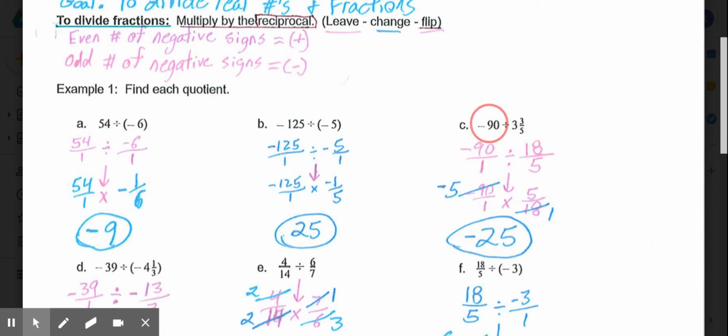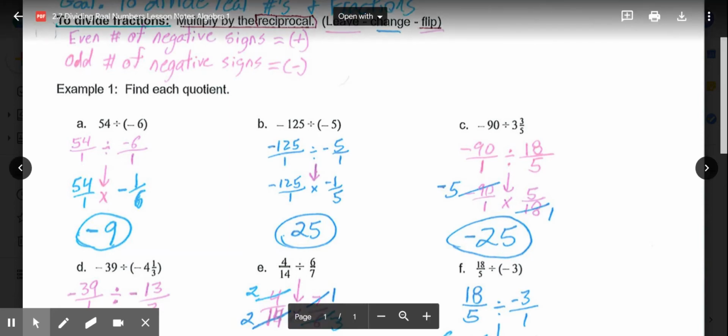So a negative 90 is the same as a negative 90 over 1. Any whole number can go over 1. That would be divided by, and we want to change our mixed number into an improper fraction. And the way we do that is the number out in front, 3, times the denominator 5 is 15, plus the 3 on top is 18. So we have 18/5. So then we have the negative 90 over 1 divided by 18 over 5.